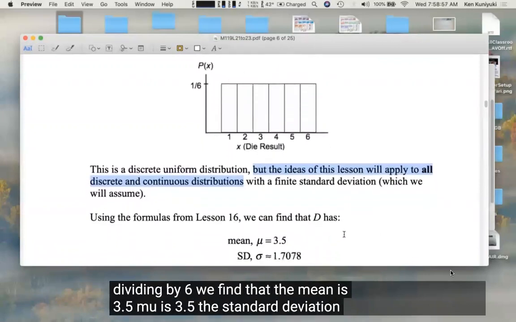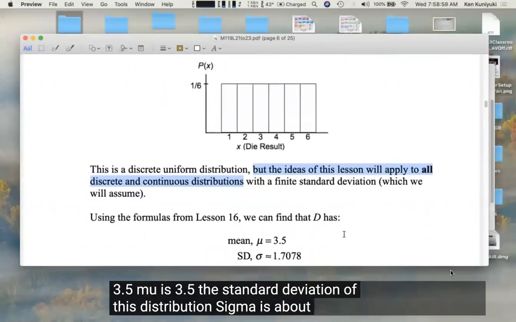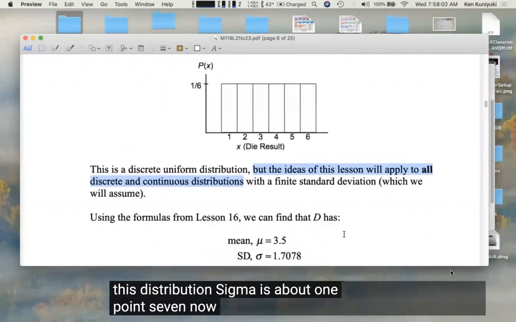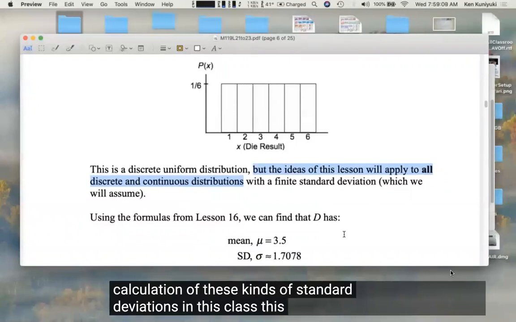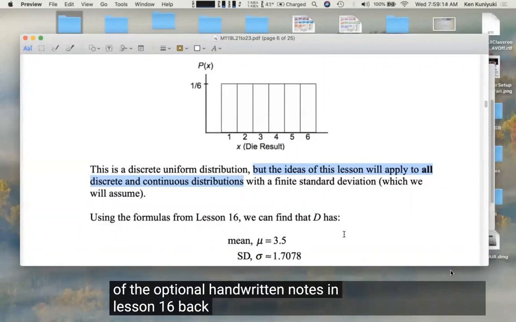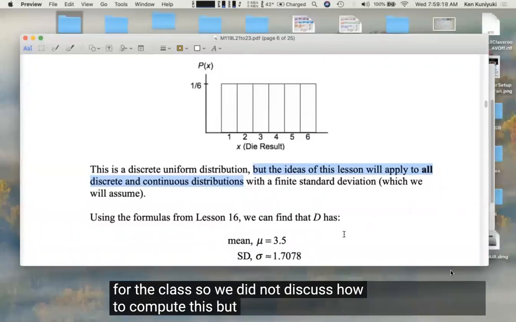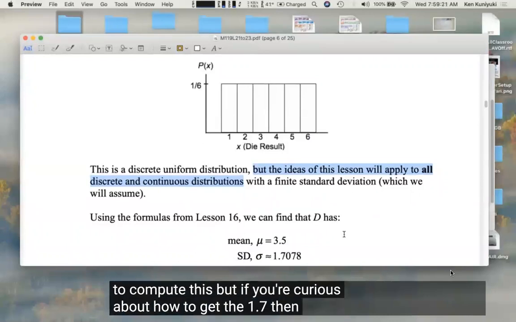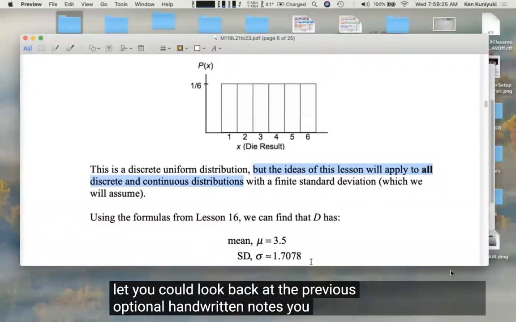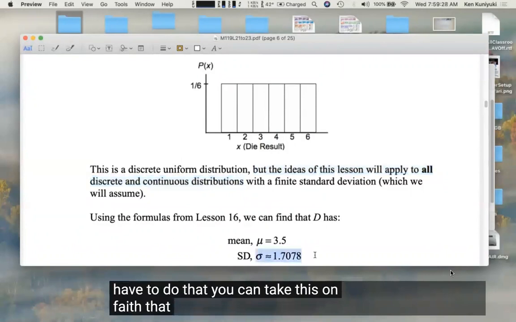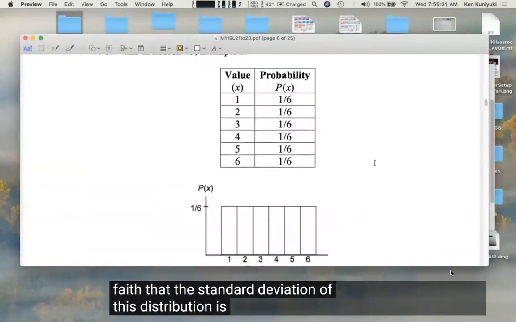The standard deviation of this distribution, sigma, is about 1.7. Now, we did not discuss the calculation of these kinds of standard deviations in this class. This was part of the optional handwritten notes in lesson 16, back in the probability unit for the class. So we did not discuss how to compute this. But if you're curious about how to get the 1.7, then you can look back at the previous optional handwritten notes. You don't have to do that. You can take this on faith, that the standard deviation of this distribution is about 1.7.